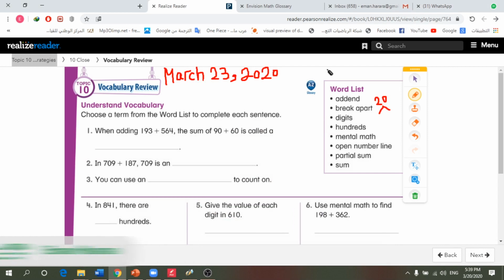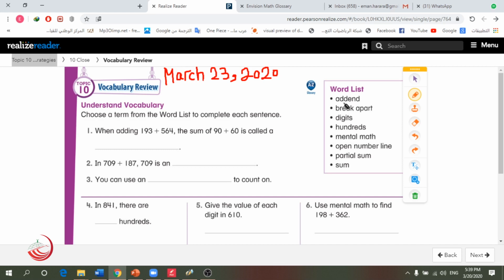I want all of you to bring out your math book, the second volume, and open page 628. And let's start by writing the date as usual. Now, let's start with the vocabulary review here and start by looking at these words.